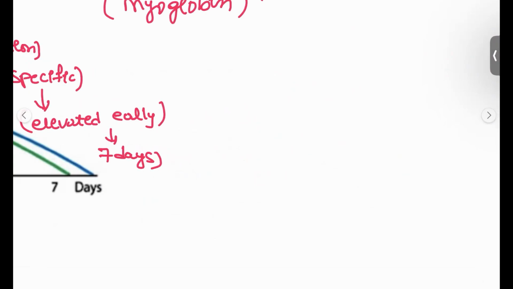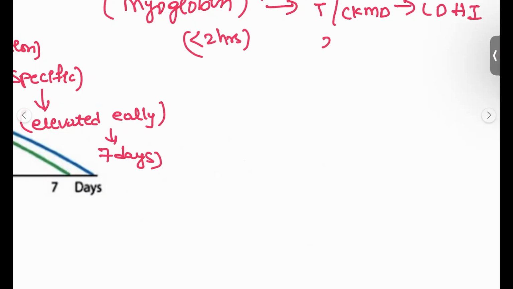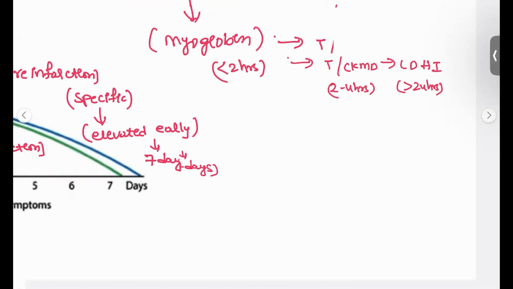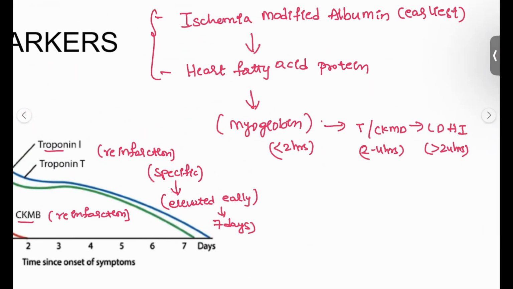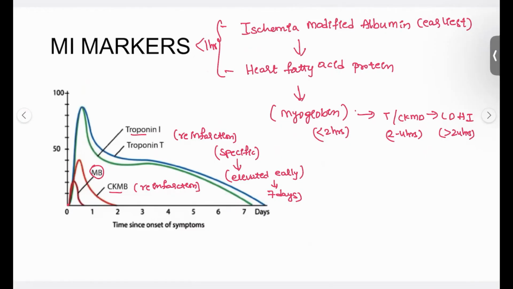So myoglobin is followed by your troponins or the CK-MB, and then your LDH. The LDH1 is also seen. So let's say this is less than 2 hours in the patient, then it is in that 2 to 4 hours, then this will be more than 24 hours. And these two can be within 1 hour. So this is how the timeline of the MI markers will be presented.